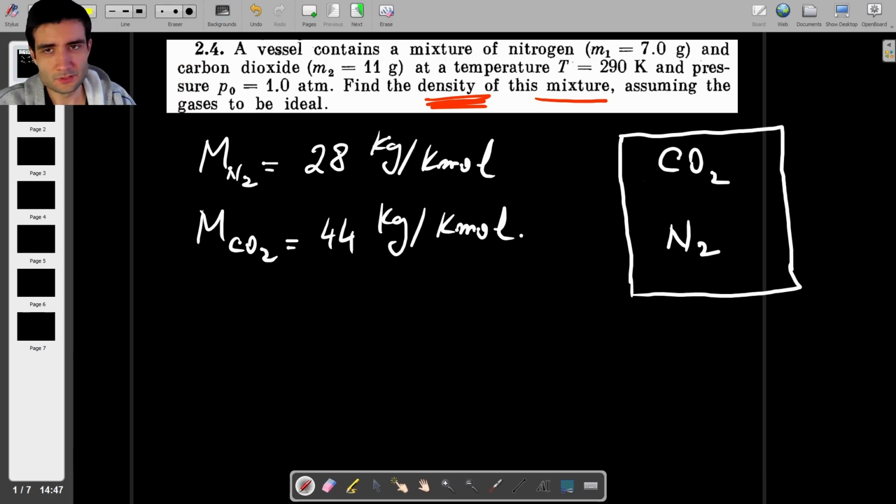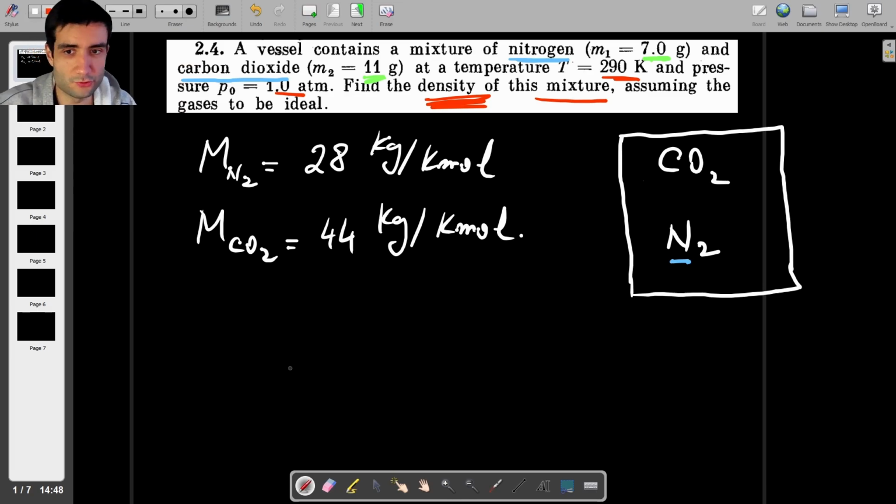So let's read the question. We've got a vessel which contains a mixture of nitrogen, the gas with the chemical symbol N2, and carbon dioxide, which is just CO2. We know the masses of both: in the vessel we have 7 grams of nitrogen and 11 grams of carbon dioxide. We know the temperature, which is 290 Kelvin, and the pressure is standard atmospheric conditions, just 1 atmosphere. And we have to find the density of the mixture.